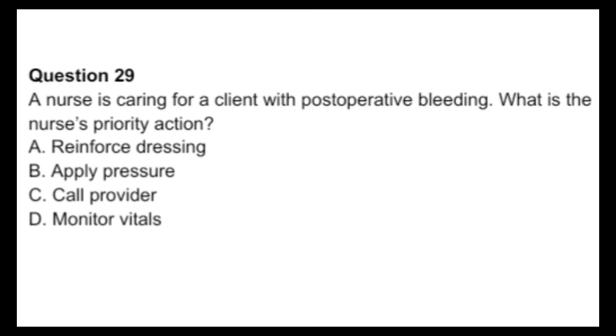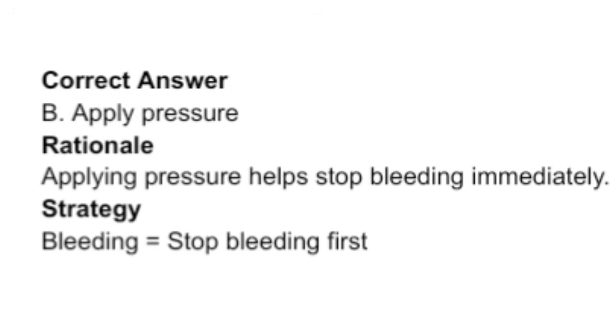Question 29. A nurse is caring for a client with postoperative bleeding. What is the nurse's priority action? A. Reinforce dressing. B. Apply pressure. C. Call provider. D. Monitor vitals. Correct answer: B. Apply pressure. Rationale: Applying pressure helps stop bleeding immediately. Strategy: Bleeding equals stop bleeding first.